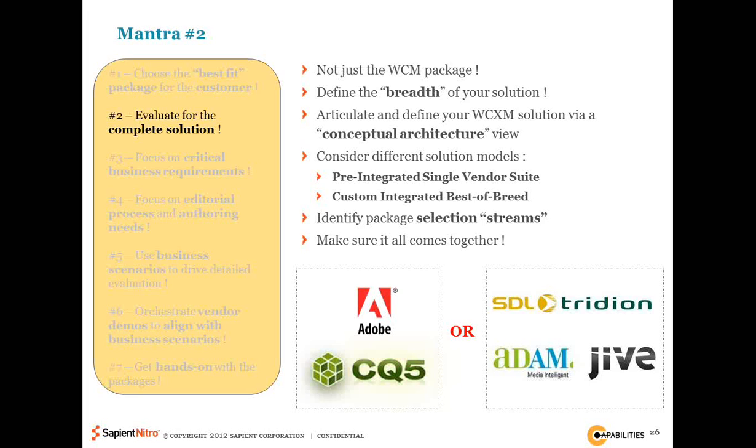And as you think about that, keep in mind that there are two different solution models of how these apply to packages, right? One solution model is the idea of what I refer to as a pre-integrated single vendor suite. The other is the idea of a custom integrated best of breed model, right? So obviously in the former model, you're trying to find a fairly significant player in the market who claims to have an offering that can seamlessly deliver all the capabilities you need in an experience management solution, from web content management to digital asset management to search to social to personalization, and really has a full suite around those capabilities that is fully functional and is fully pre-integrated, right?